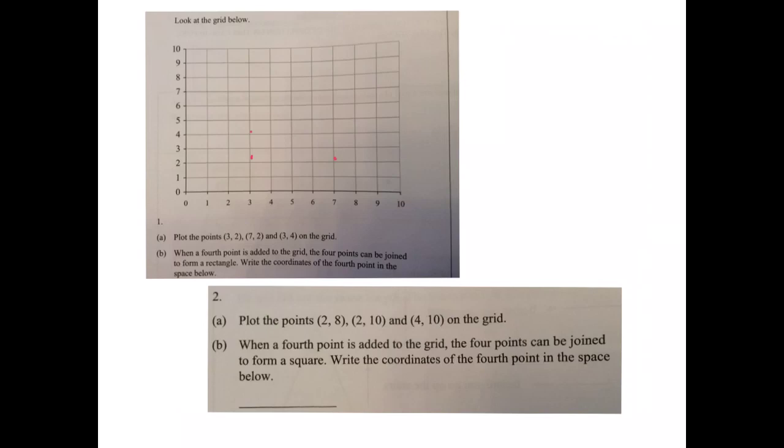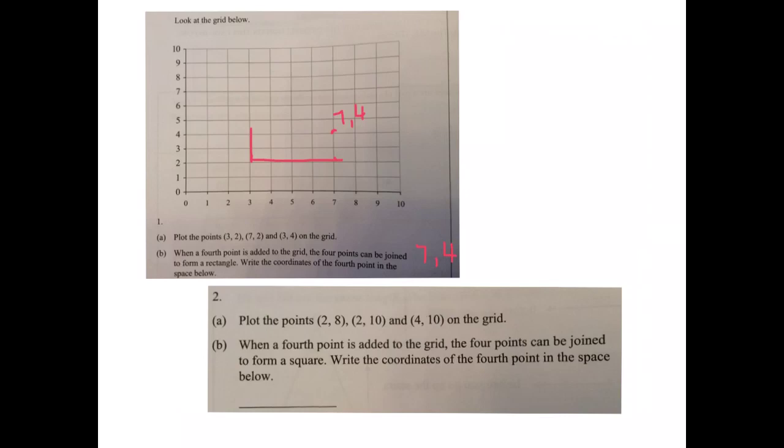Okay, when a 4th point is added to the grid, the 4 points can be joined to form a rectangle. So we join our previous 3. We can see that there's only one viable option for our 4th to make a rectangle, and that is 7, 4.